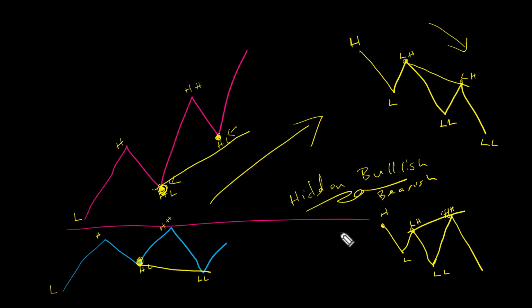So if the market is in an uptrend, when you see a hidden bullish divergence, it is expected that price is going to continue moving in the direction of that uptrend. But when the market is in a downtrend and you see a hidden bearish divergence, you are expecting price to continue moving in the direction of that downtrend.